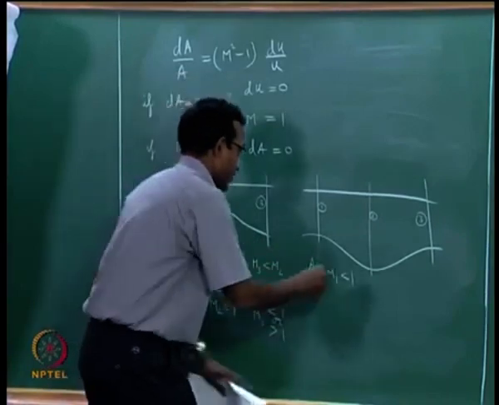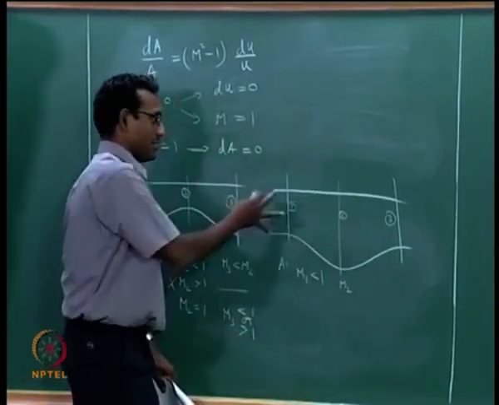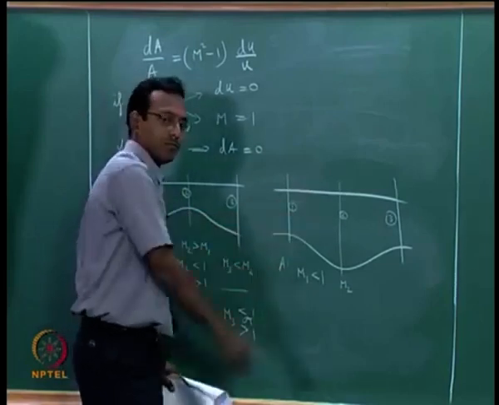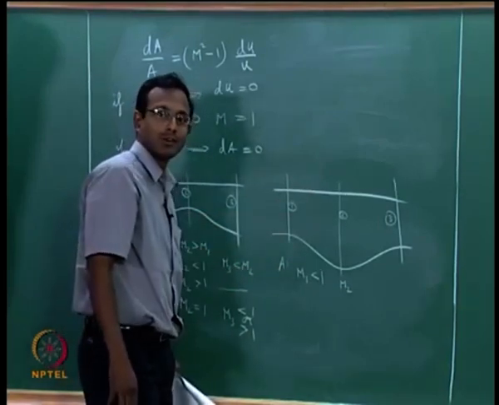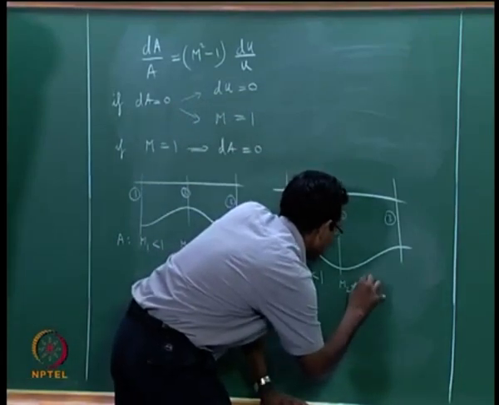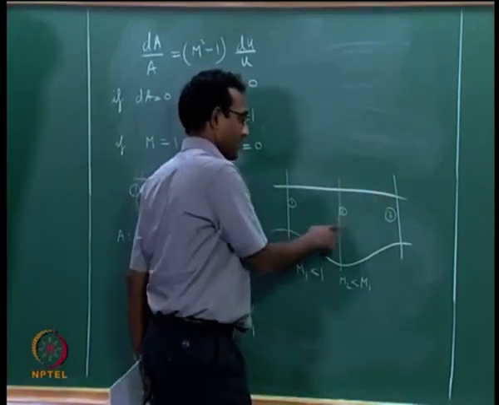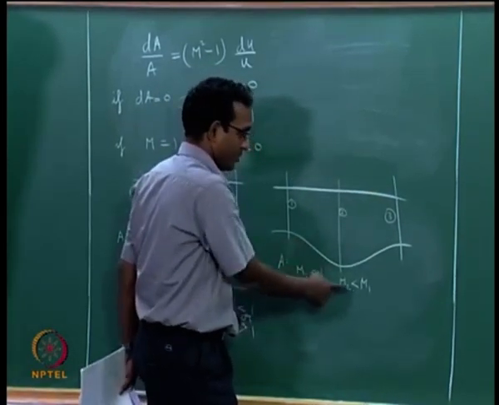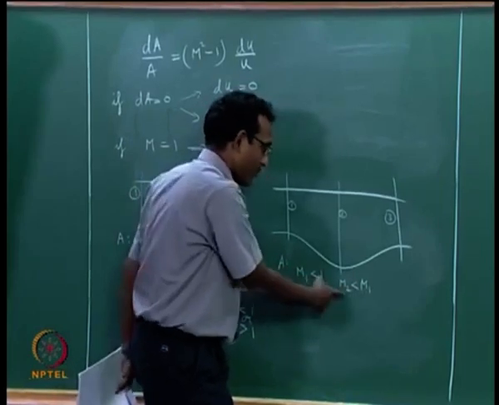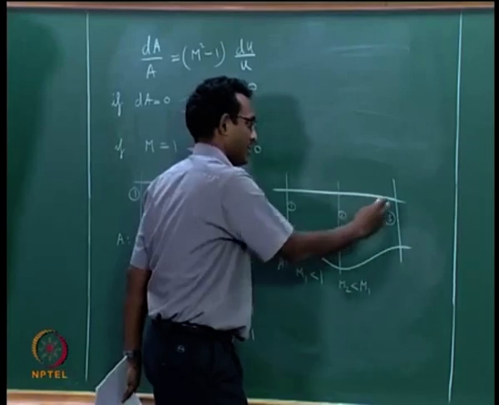M1 less than 1, what will happen to M2? It is a diverging duct, subsonic, so it is going to decrease the Mach number further, M2 less than M1. And here it is a converging duct, this is already subsonic, it is going much more subsonic, say 0.5 became 0.2, further subsonic. Now it is going back to a converging duct.